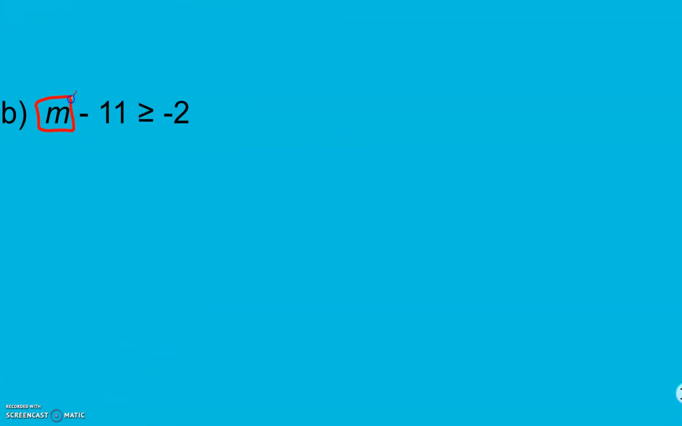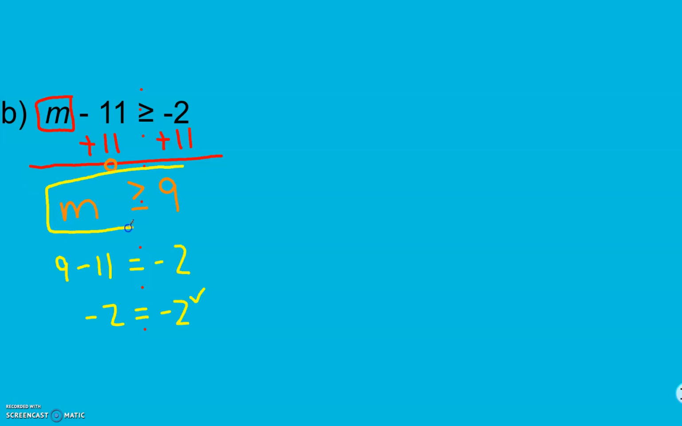My variable is being subtracted by 11. I get rid of subtraction by addition. Whatever I do to one side of my inequality, I have to do to both to keep it equivalent. Negative 11 plus 11 is 0, so I just get m. Bring down my inequality, and negative 2 plus 11 is 9. I set both sides equal with that boundary point and got a true statement, so my boundary point of 9 is correct. Now we can graph.